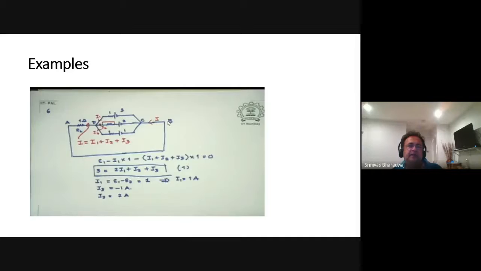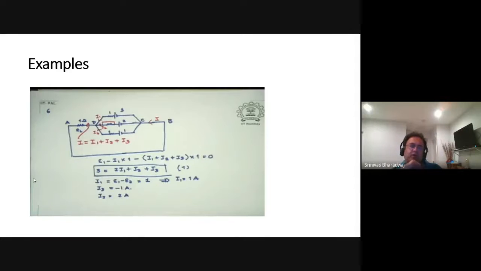Now using this, he ends up with one equation, which involves 2 times I1 plus I2 plus I3. That produces his first equation. I1 equals E1 minus E2, and I3 equals minus 1, and I2 equals 2. So he ends up with a very complicated equation because of that.